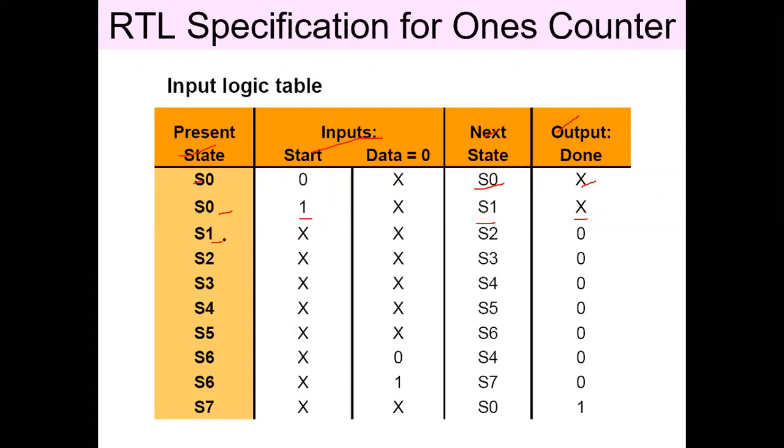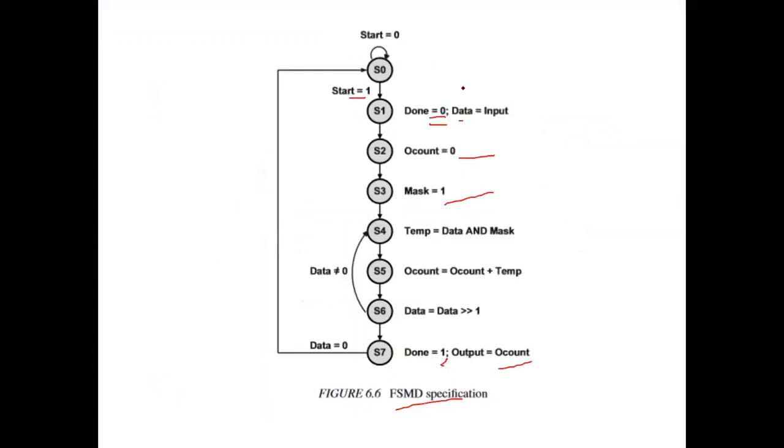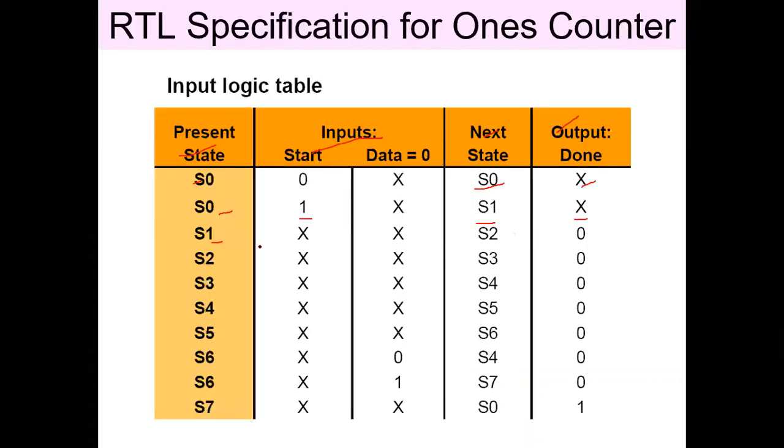From state 1, we define done as 0. Data is an input that we are not considering here. The done signal is maintained as 0, and in the next clock cycle it moves to S2. So S1 lasts for 1 clock cycle. From S0 to S1 we have to check the start signal; only when it is received does it move to S1. From S1 to S2, independent of the input, the transition happens after 1 clock cycle.